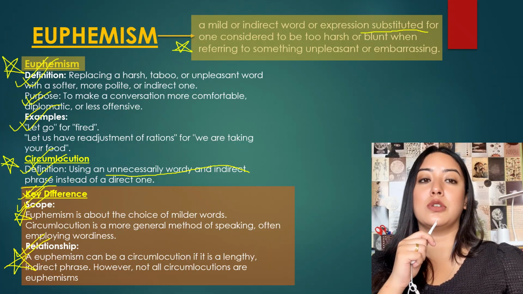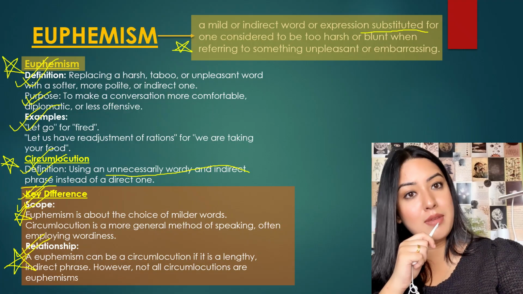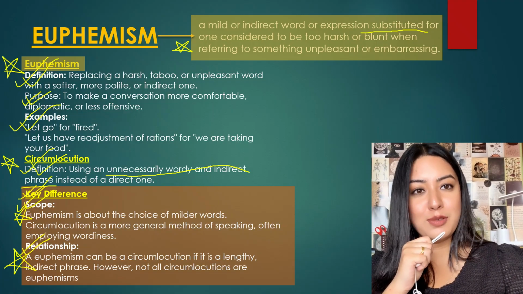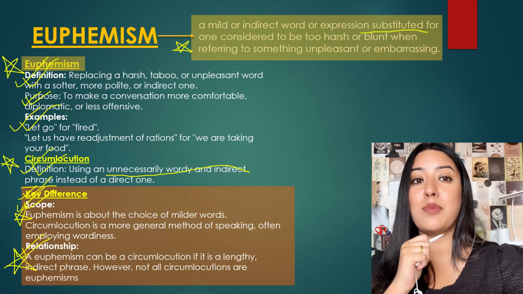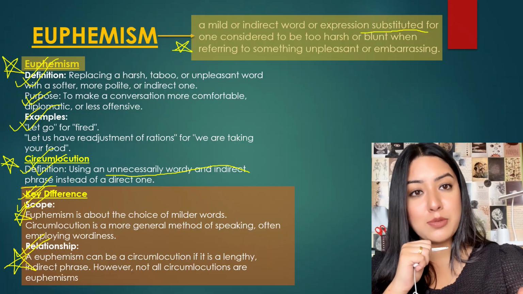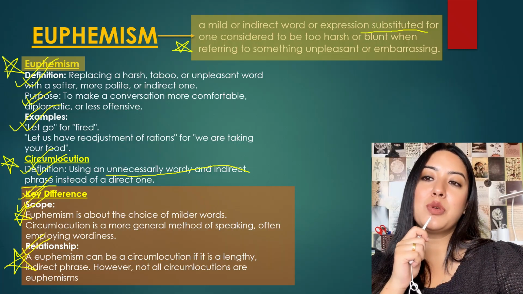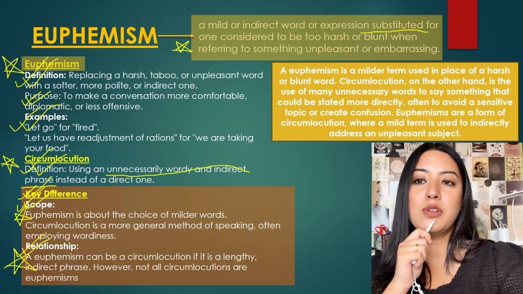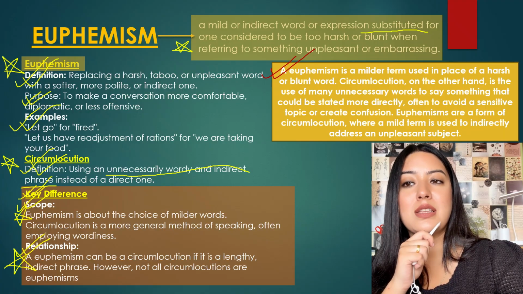Again, circumlocution is indirect wordiness, lengthy words used. Euphemism is avoiding offense. Again, circumlocution is using wordiness, unnecessary words, beating around the bush, a roundabout way. And euphemism is substitution of words to avoid offense. Okay, that is it. A euphemism is a milder term used in place of a harsher or blunt word. Circumlocution, on the other hand, is the use of many unnecessary words to say something that could be stated more directly, often to avoid a sensitive topic or create confusion. Euphemisms are a form of circumlocution where a mild term is used to indirectly address an unpleasant subject.